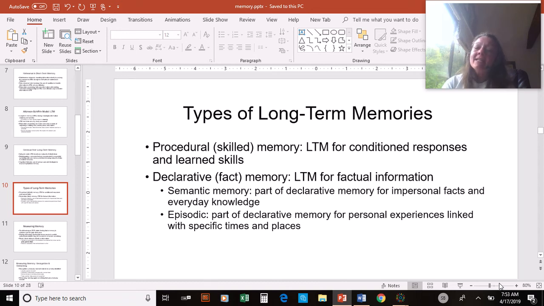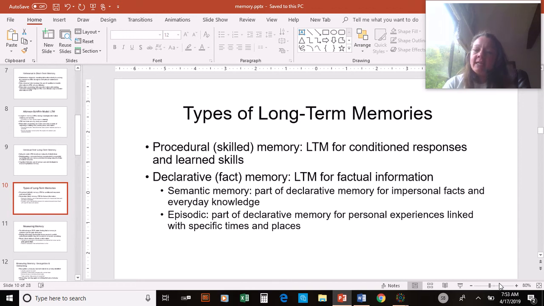And then we have that declarative memory, and so that is more that factual stuff. So that's more the stuff that we learn in school, we learn from other people, declarative type stuff. And we break that down into somatic and episodic.